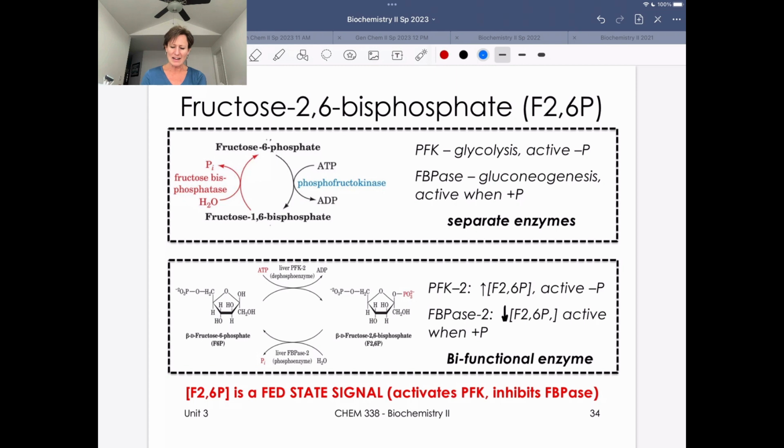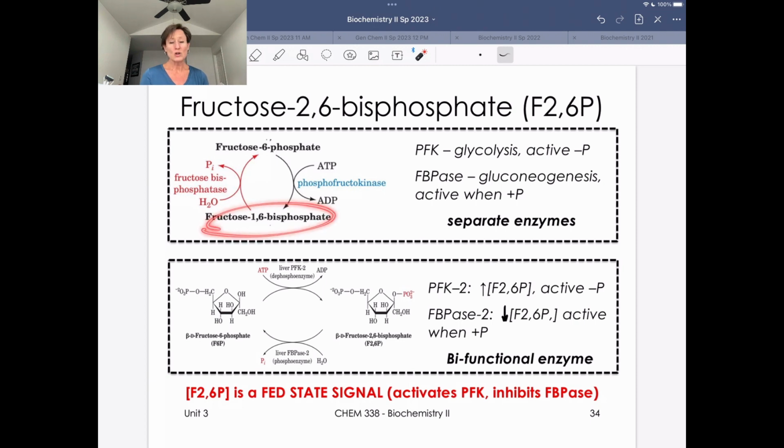The first thing I want to highlight is the difference that we see when we take fructose 6-phosphate and make it into fructose 1,6-bisphosphate. So this is the normal chemistry that happens in glycolysis and gluconeogenesis, right? So F6P making fructose 1,6-bisphosphate by PFK. That's what happens in glycolysis. Again, this is going to be active when we are in a dephospho state, that fed state.